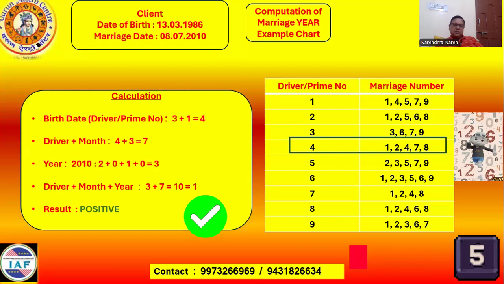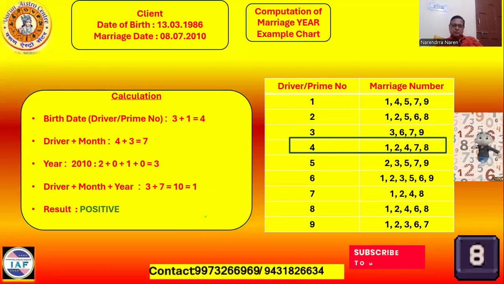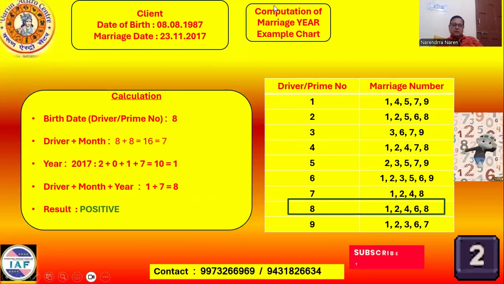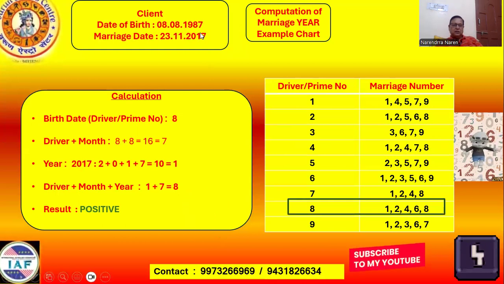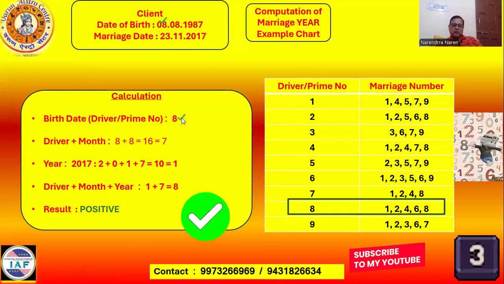Now let us see another chart of the client. Here is 8th August 1987, another client. Here the date of birth is 8. We have taken 8 here. 8 plus 8 is 16, which is equal to 7. We have taken 7 here.